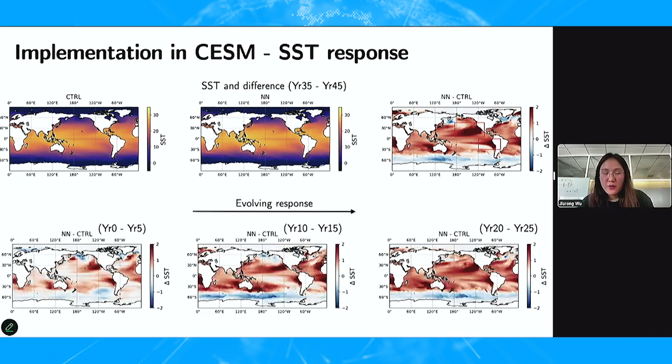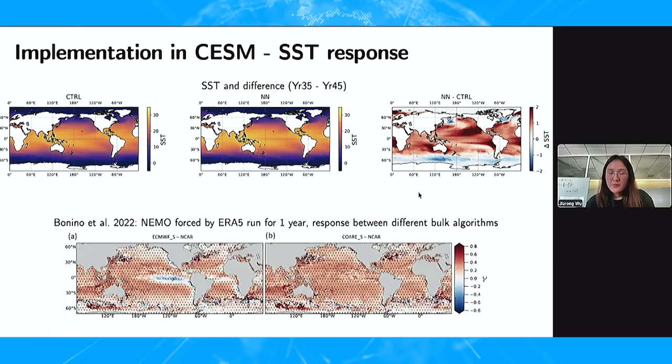We also remark that there seems to be an evolving response. In the first 5 years, it was smaller, but then it gradually establishes. I tried to compare this with, for example, this previous implementation of different bulk algorithms in NEMO, but in a forced simulation, we observe different magnitude and different patterns.